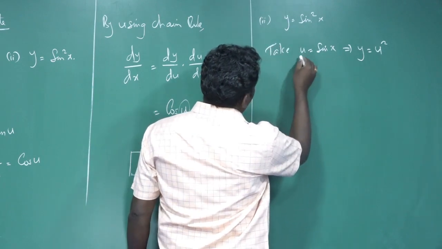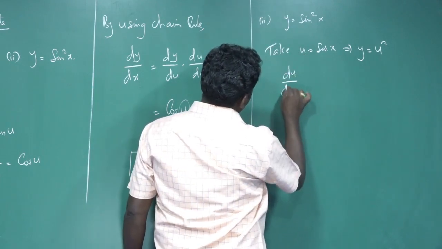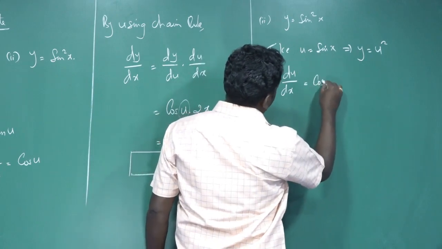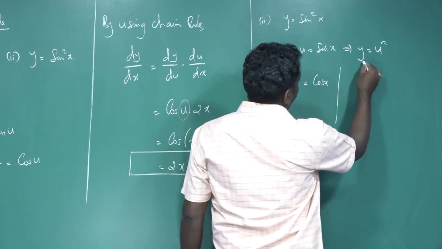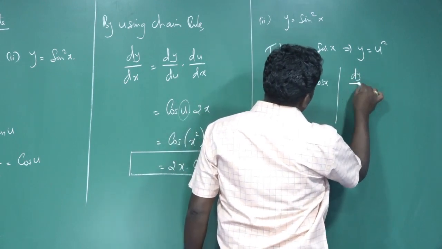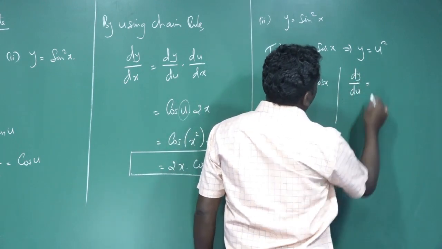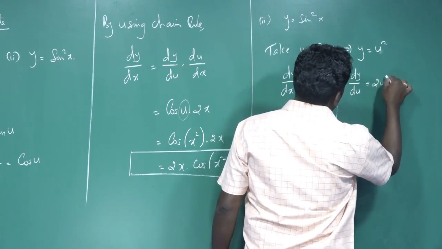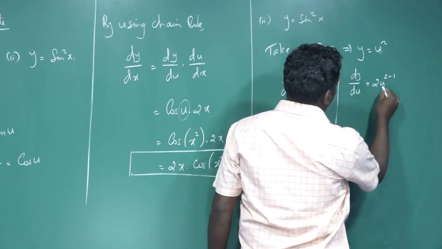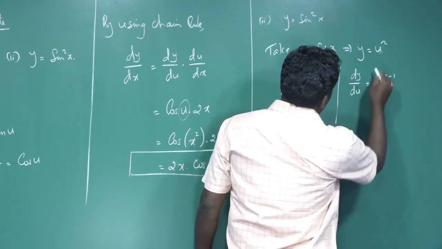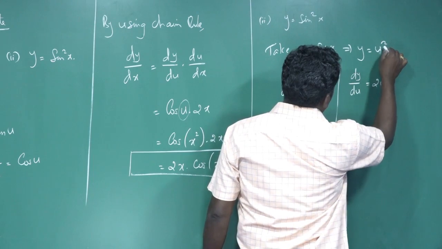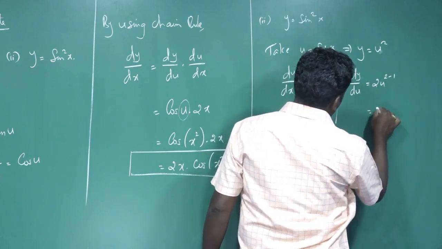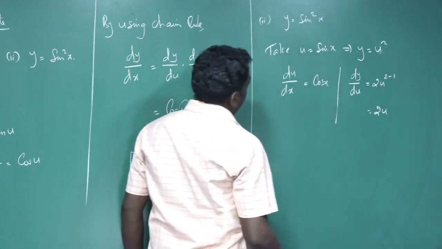Therefore, the derivative of the u function, we can write du by dx, is equal to the differentiation of sin, which becomes cos x. Then the differentiation of y becomes dy by du, which is equal to the differentiation of u squared. Using the formula x power n, n into x power n minus 1, that is equal to 2 into u. Now apply the chain rule.